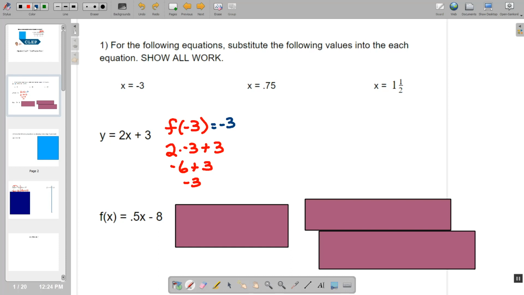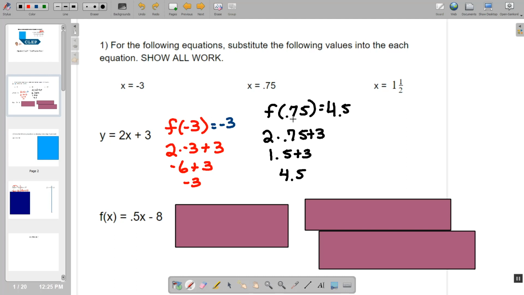For our next one, we have the function that includes 0.75 as x, or 75 hundredths as x. So we would get the function with 75 hundredths as x. That's going to be equal to 2 times 75 hundredths and then plus 3. Well, 2 times 75 hundredths, that's 1.5, plus 3 gives us 4.5 total. Or you can write it as the function including 0.75 as x is equal to 4.5.